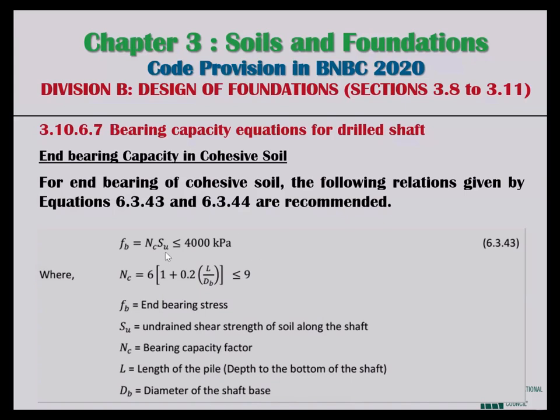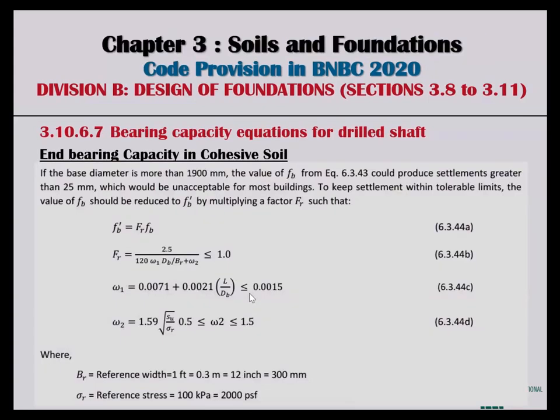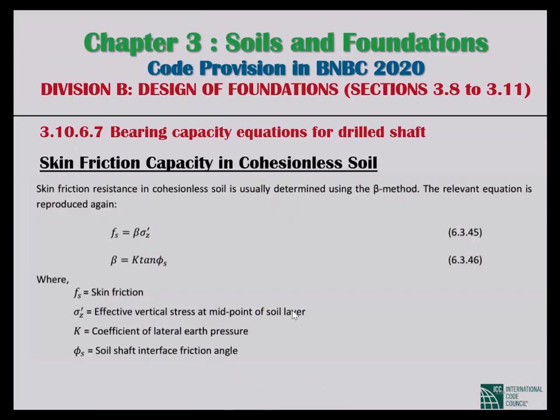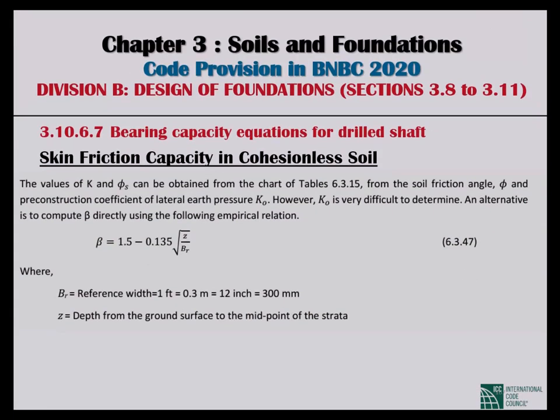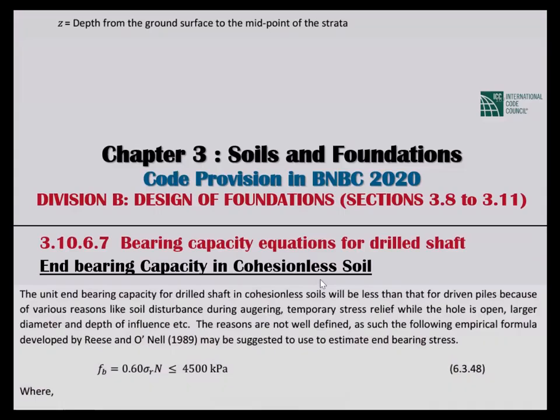So for end bearing, we have a different formula, and we have a restriction like this. I think you could easily understand this one. If you have some belt, sometimes the tip diameter is larger than the pile shaft in bored pile, drilled shaft. In that case, you have to go for some corrections. Everything is mentioned there. So the beta value, you have to correct in cohesionless soil. It is something like this.